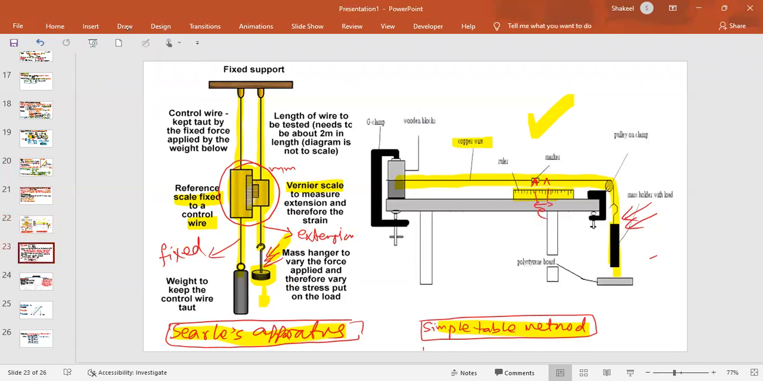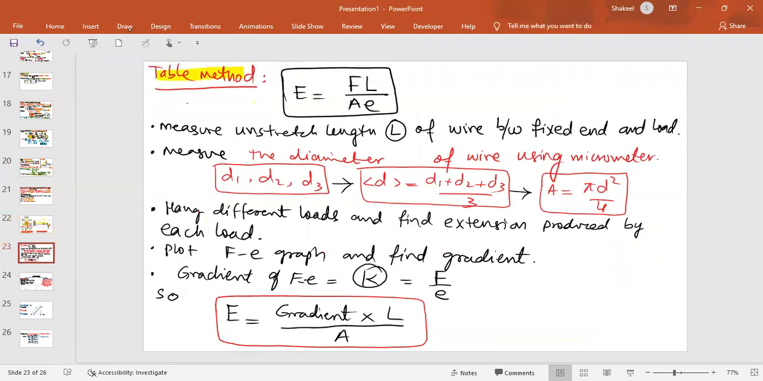Okay, so now we have to use the table method. We know that if we want to measure Young modulus, its formula is FL over AE, force into length over area into extension. Firstly, we will have to measure the original unstretched length of the wire between the fixed end and the load. And then we have to measure the diameter of the wire using a micrometer screw gauge. We will measure three diameter readings from three different points in order to overcome random error in our readings. Then we take the average, and then we use the formula pi d squared by 4 to calculate the cross-sectional area of the wire.